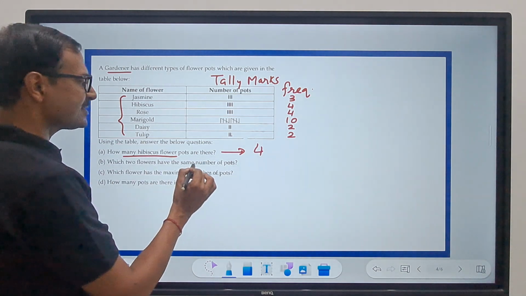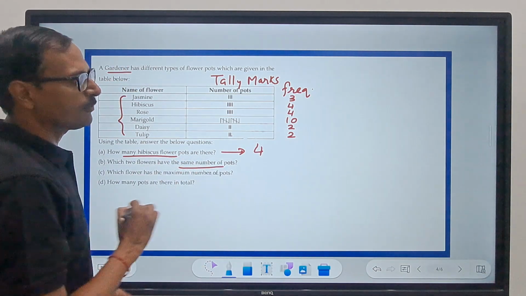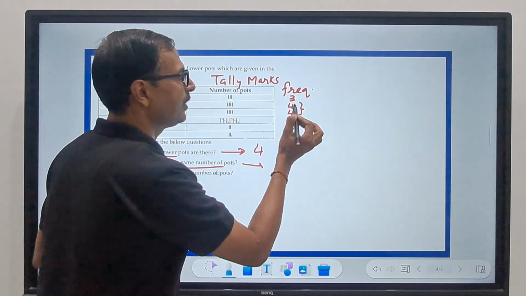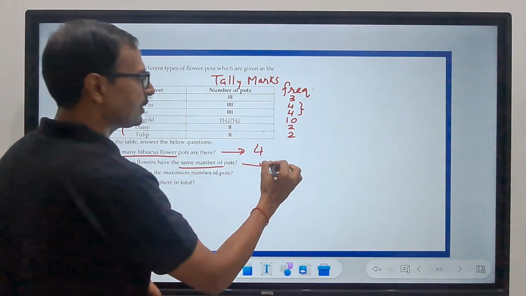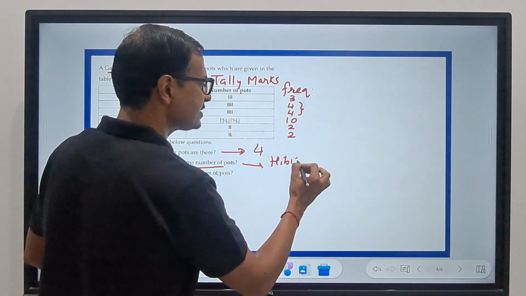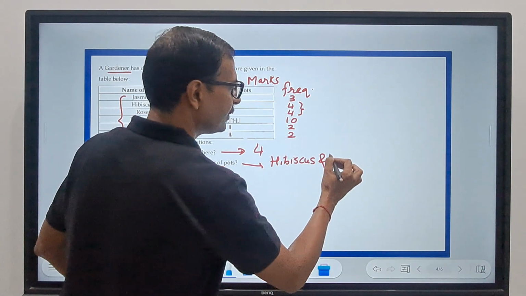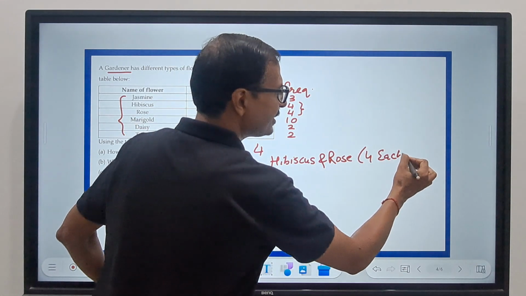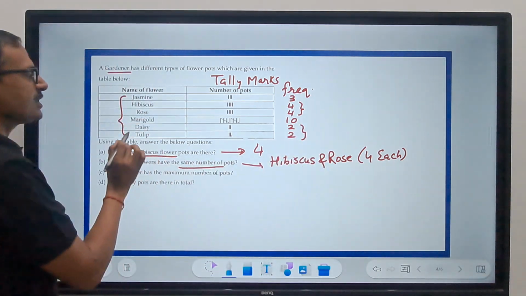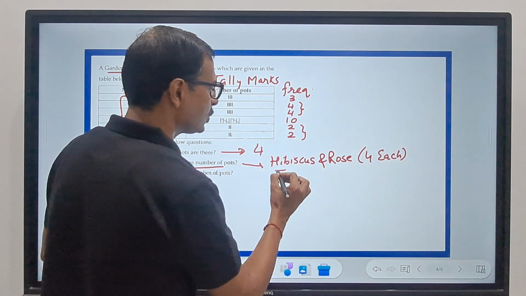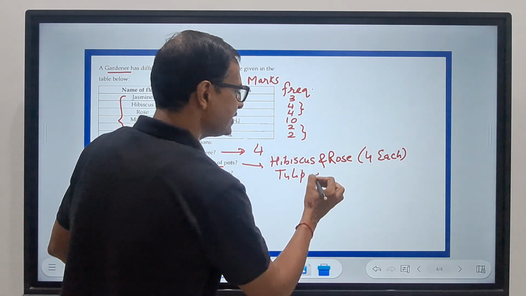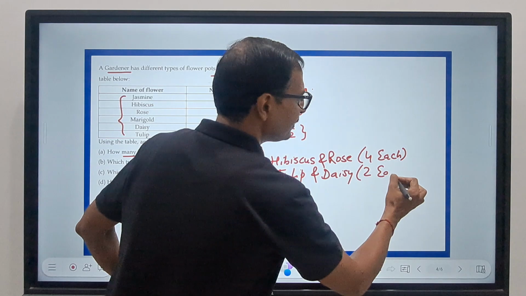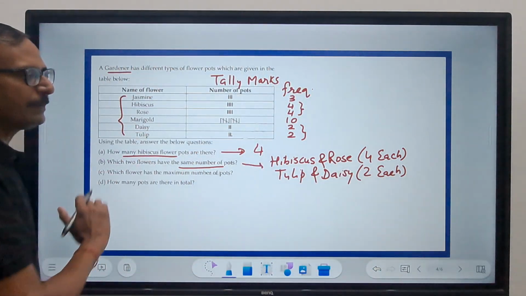Which 2 flowers have the same number of pots? Same number of pots are for 2 different flowers. Here 4, 4 for hibiscus, and we have to write hibiscus and rose. They have 4 each, and we have another set, 2, 2. That is for daisy and tulip. So tulip and daisy is also another pair, they have 2 each. This is the answer for the second part.